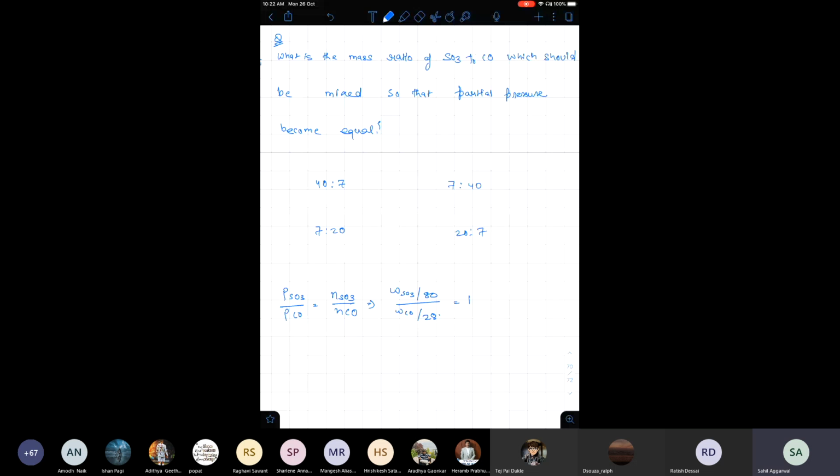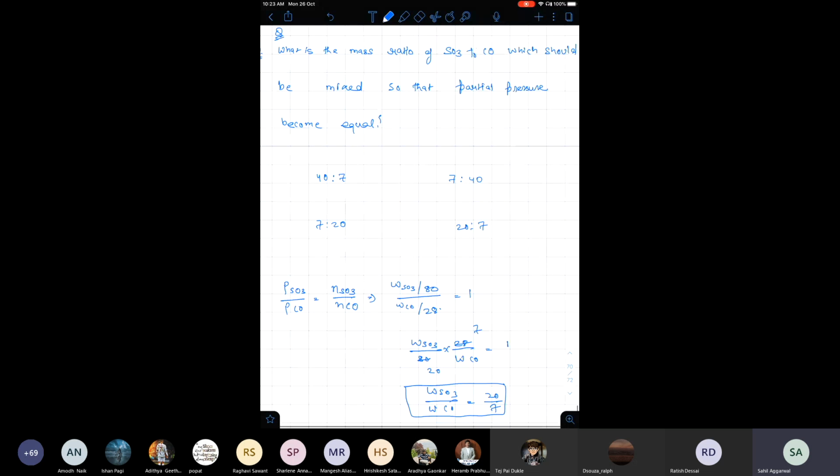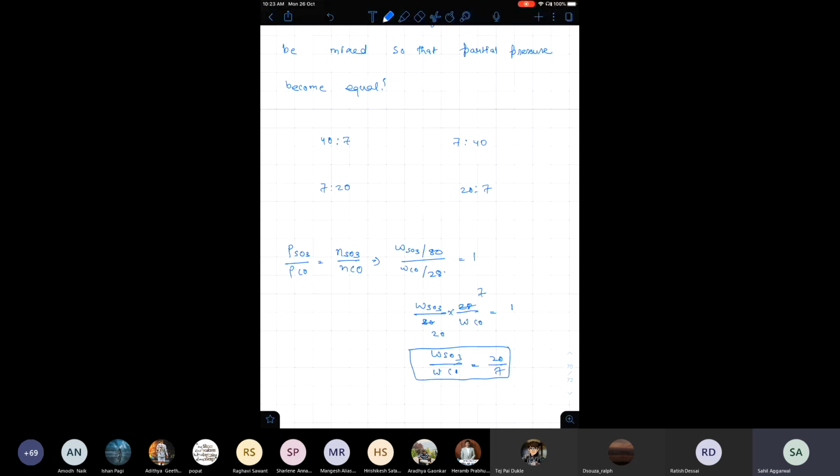So we can say W by 80 into 28 by W of CO will be equal to 1. That means it will be 7, it will be 20. So W of SO3 divided by W of CO should be equal to 20 by 7. Very good, Sakshi, Shifa, Iqbal, Amod. Very good.